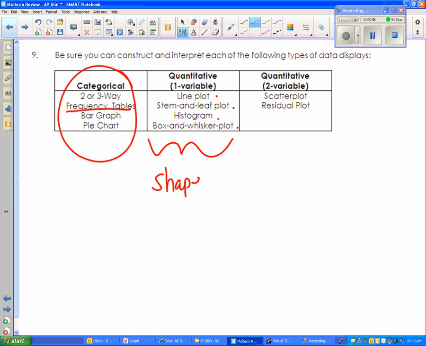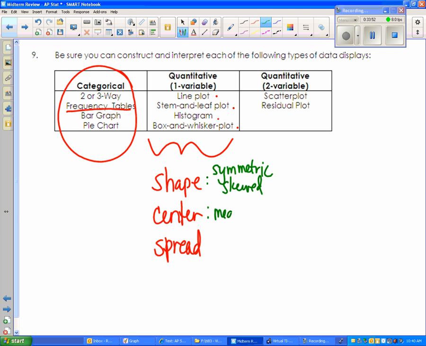When I ask you to describe your data sets, remember if it's a quantitative variable, you should be talking about the shape, the center, and the spread. And so with shape, we're talking about either symmetric or skewed. With center, we're usually talking about mean or median. There's also the mode, but we don't really use it that often. And then with spread, we're usually talking about the standard deviation or the interquartile range. There's also the range, but it's not as helpful in terms of describing the spread of data. So we usually stick to the standard deviation and the interquartile range.